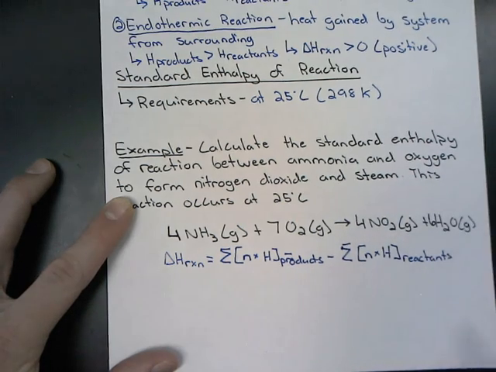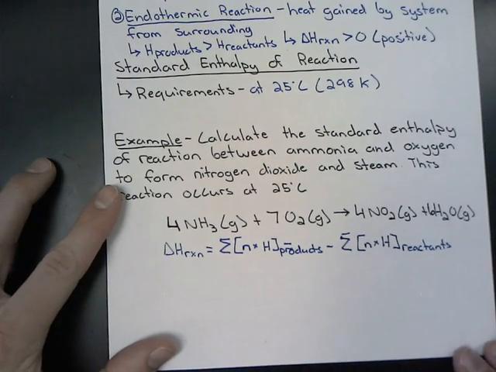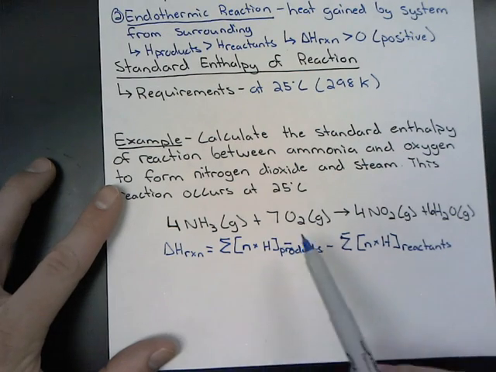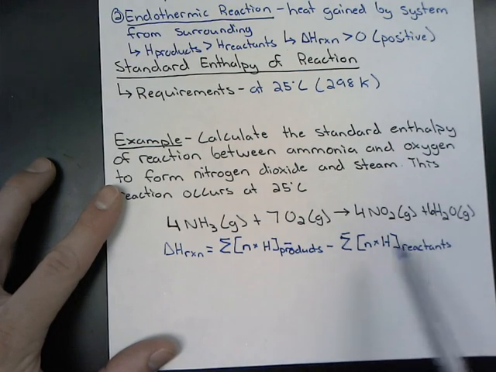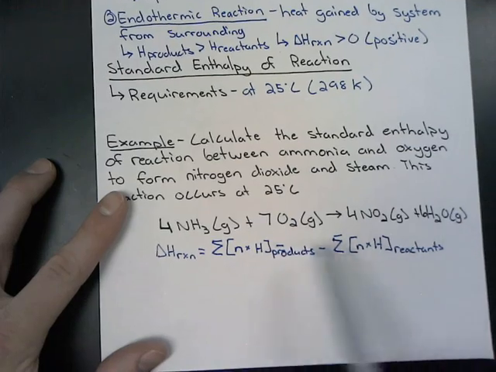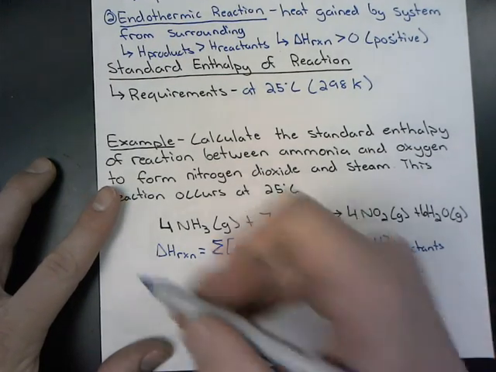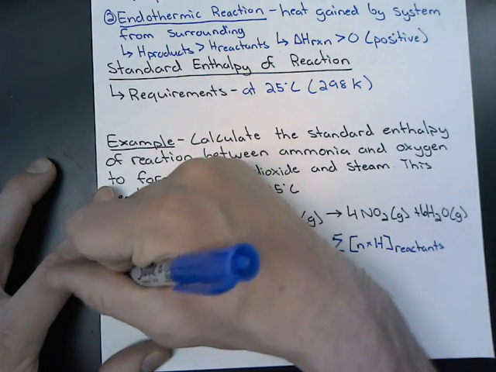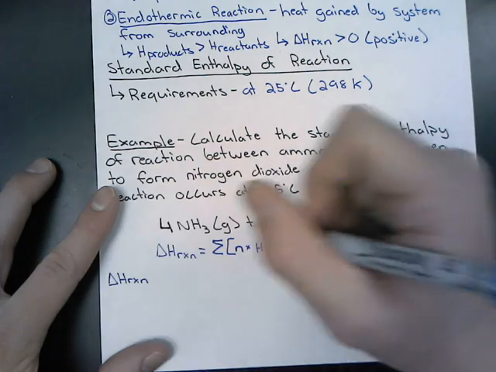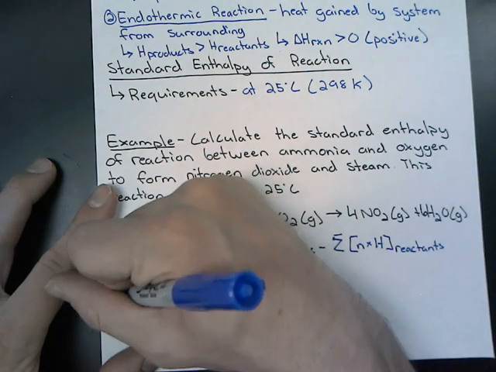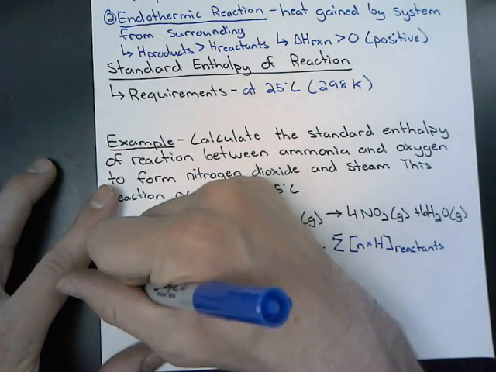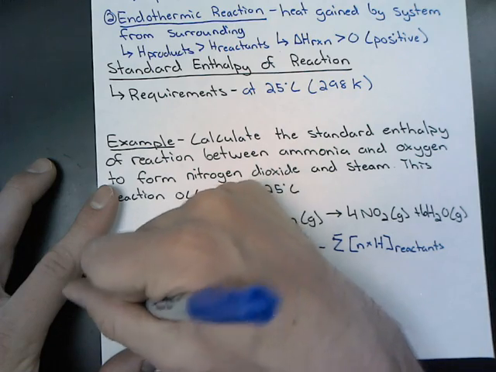So this is a weird formula, but it'll make sense here in just a second. We want to find the delta H for the reaction described in the statement above. So the delta H of the reaction is this. I'm going to start out with brackets.